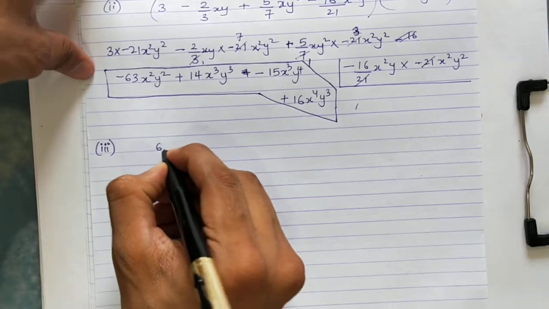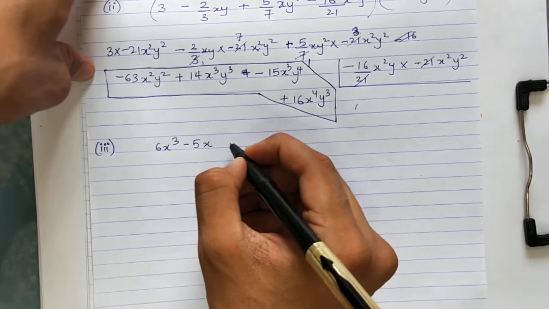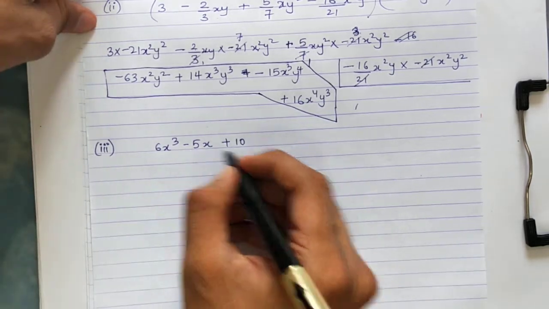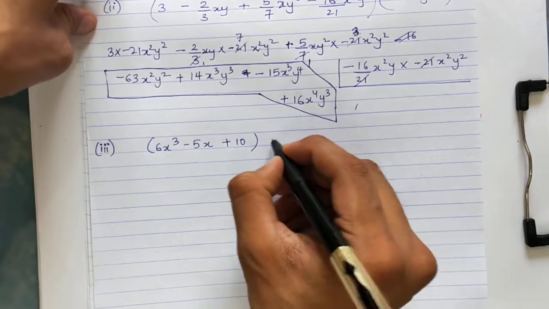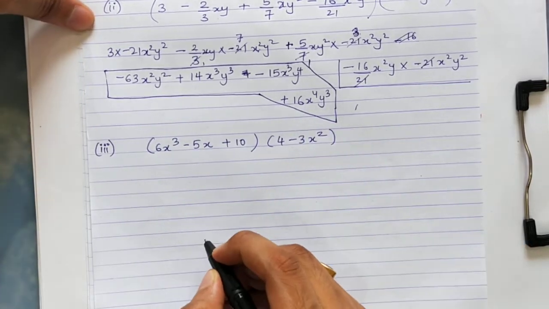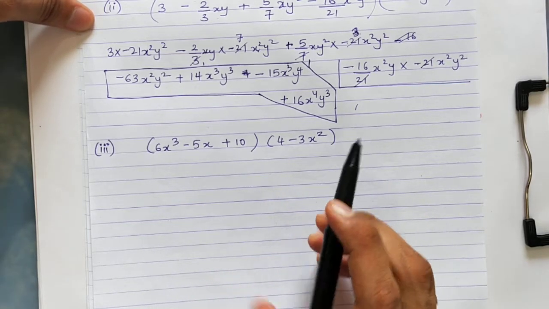Next sum is 6x cube minus 5x plus 10. We have to multiply this with 4 minus 3x square. Now pay attention.